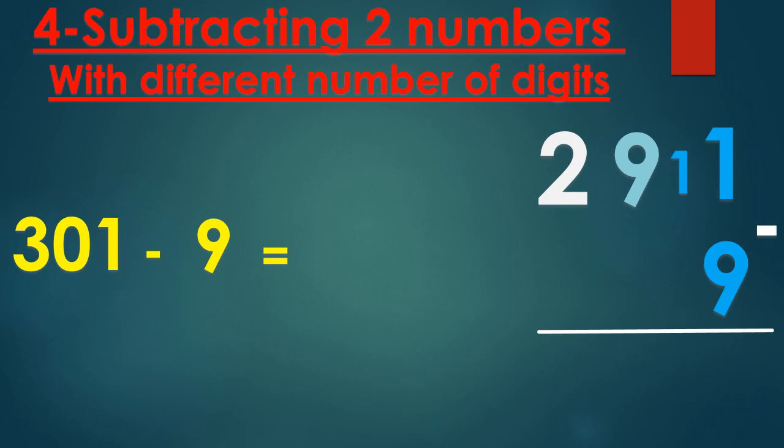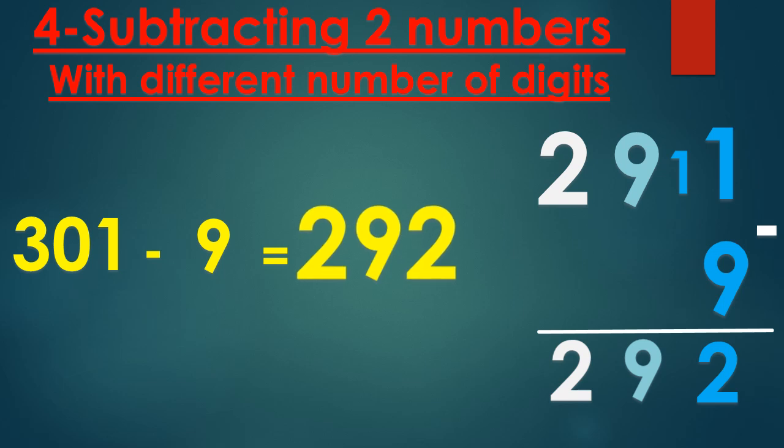Then 11 minus 9 is 2. 9, nothing under it, comes down as 9. 2, nothing under it, comes down as 2. The answer is 292.